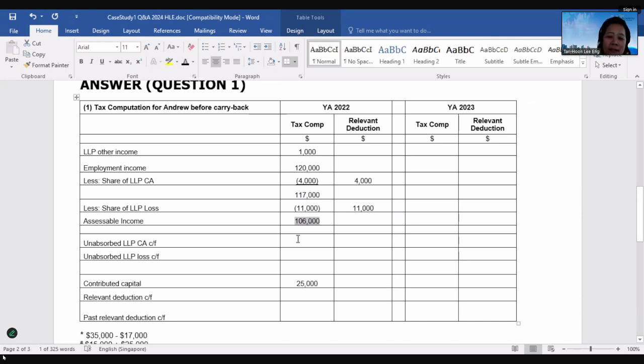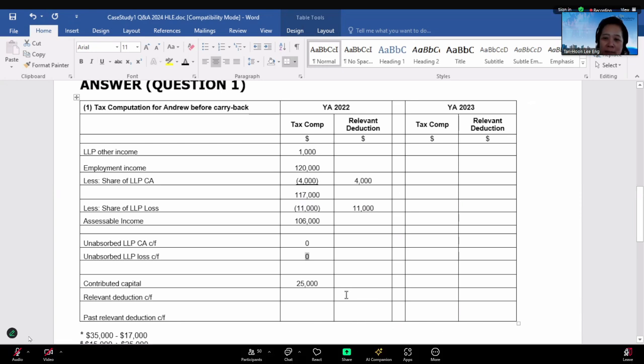Then of course this one you all would know. You already utilized it already, so zero. Okay, so this one is zero. Relevant deduction is very important. You must know how much you have deducted. How much is it? 15,000.